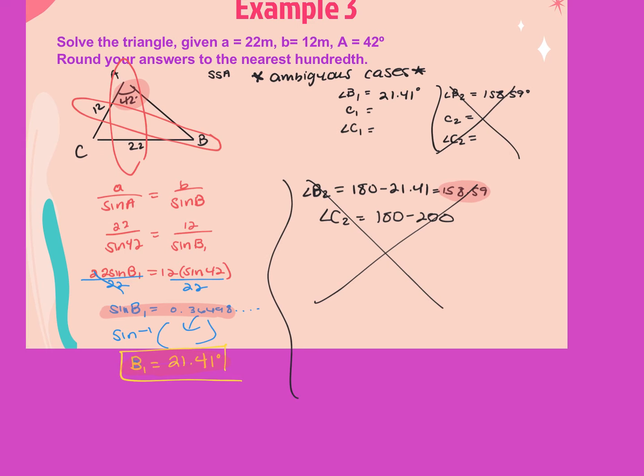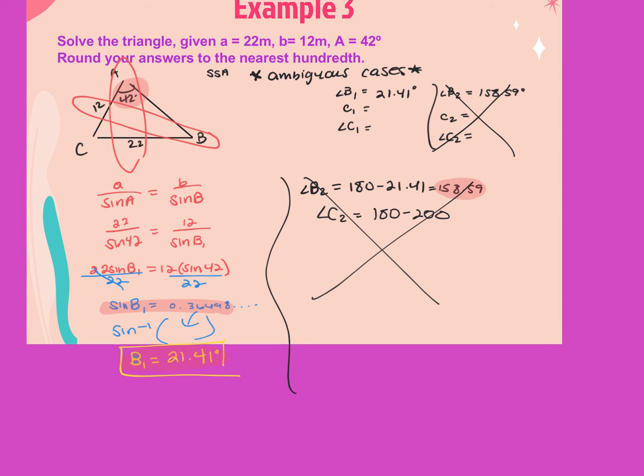All right, so I ruled out the second triangle, but I'm not done with the first triangle. I still have to find angle C1, side C1 and side C2. Okay, I obviously have to find the angle first. So angle C1 is going to be 180 minus angle A, which is 42, minus B1, which is 21.41. 180 minus 42 minus 21.41.